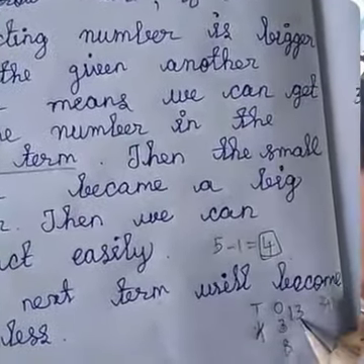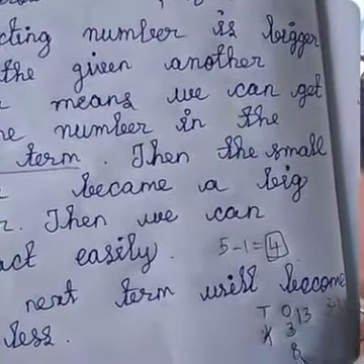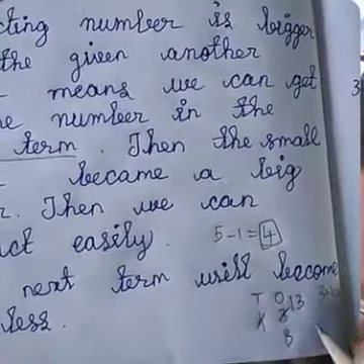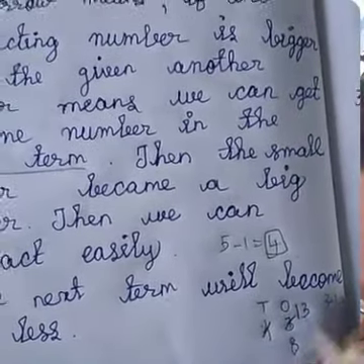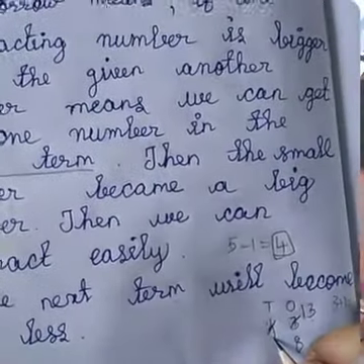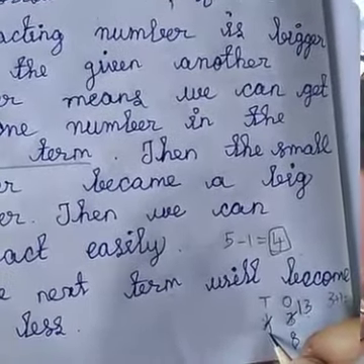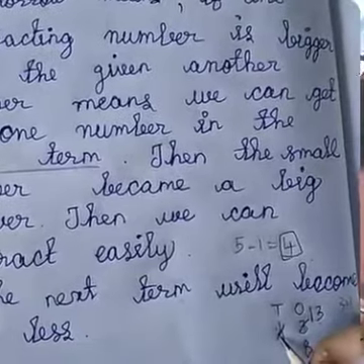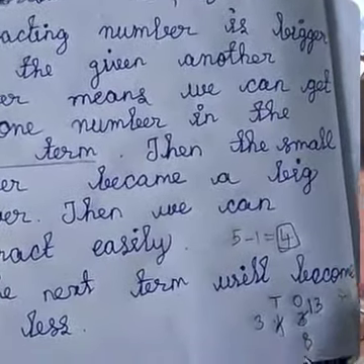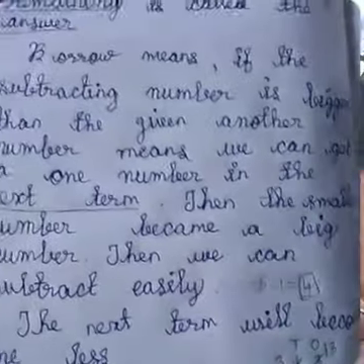The 3 will become 13, then we can subtract easily. See these two numbers, 13 and 8. Which one is bigger? 13 is bigger, so we can subtract easily. The 4 will become, as I already told, the given number is 4, we can borrow one number, so 4 will become 3. 4 minus 1 is 3. Then we can subtract easily. This is called borrow sums.